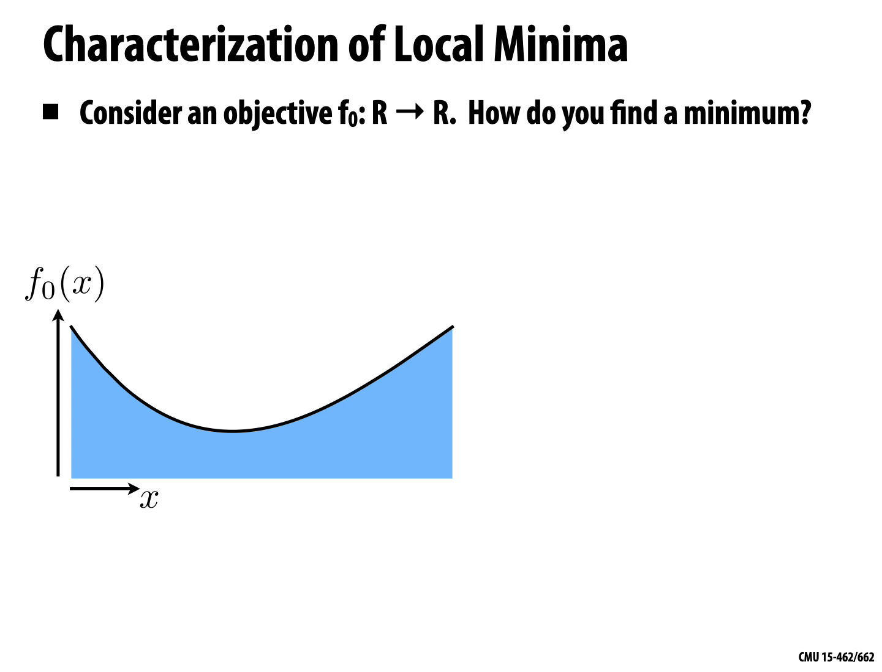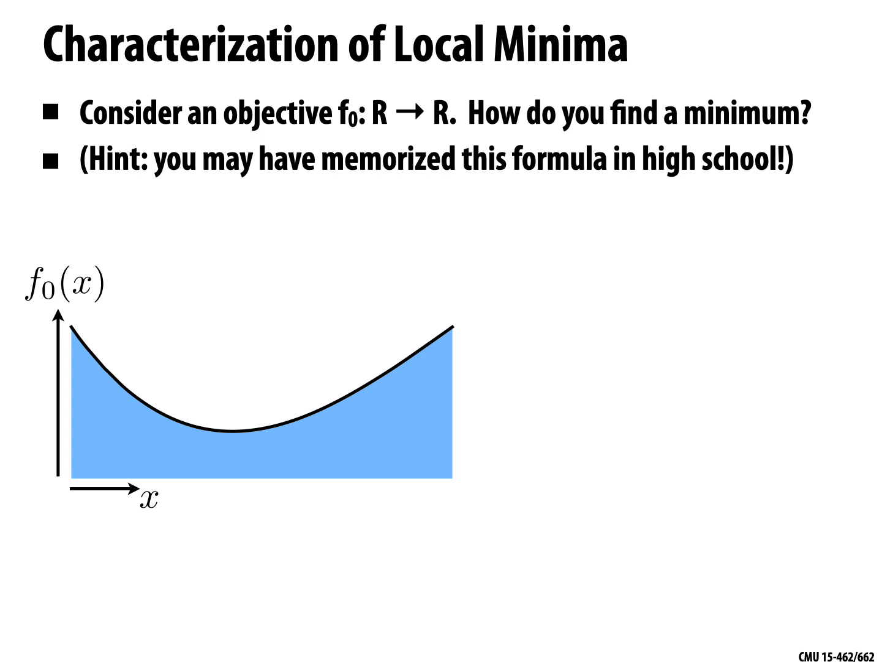And you might have kind of memorized how to do this in your calculus class, but let's go through it. We want to find points where the derivative of the function is equal to 0. We want to find points x star where the derivative is equal to 0. So something like that, right?